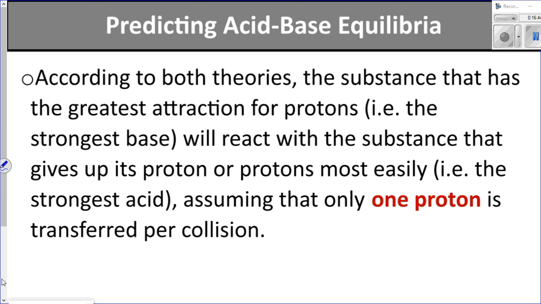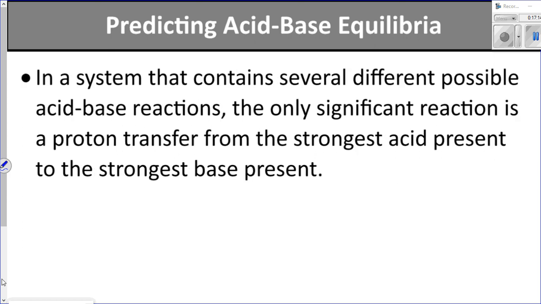According to both theories, the substance that has the greatest attraction for protons is the strongest base. So whatever wants the protons the most will react with the substance that will give up the protons the easiest. Always think about the fact that the base is looking to accept protons. The strongest acid wants to give protons away. And we're typically assuming only one proton is transferred per collision. We may look at a few examples with more as we go through.